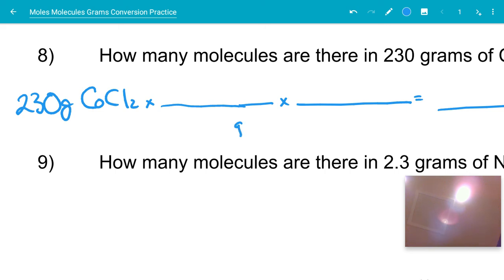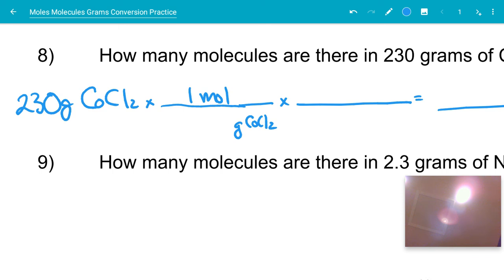230 grams. So I know I'm going to want grams of COCl2 on the bottom, and I'm going to want 1 mole. This is my conversion factor. So how many grams of COCl2? So let's find cobalt. I have no idea where that is on my periodic table. It's going to take me about half an hour to find it, isn't it? Oh, goodness. There it is.